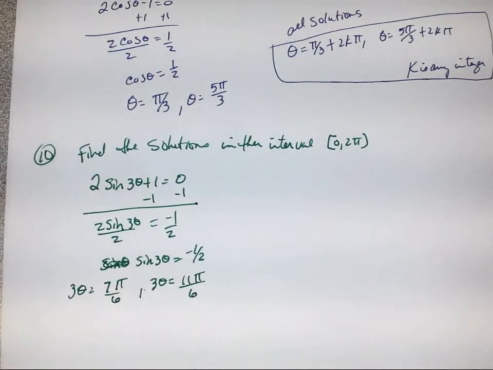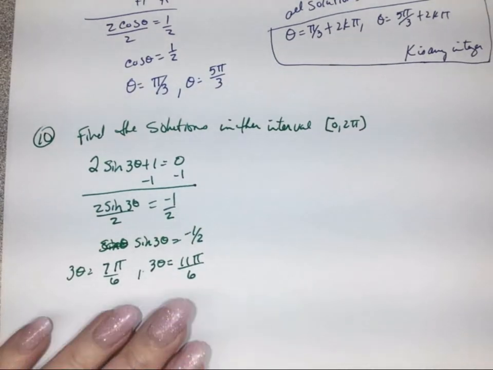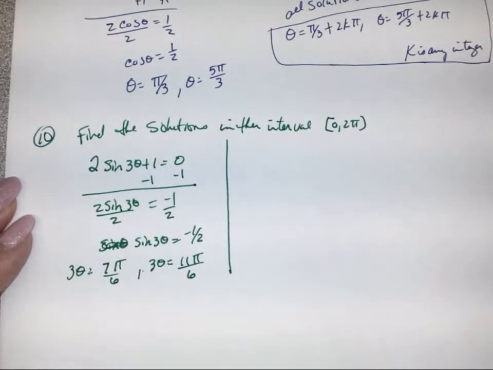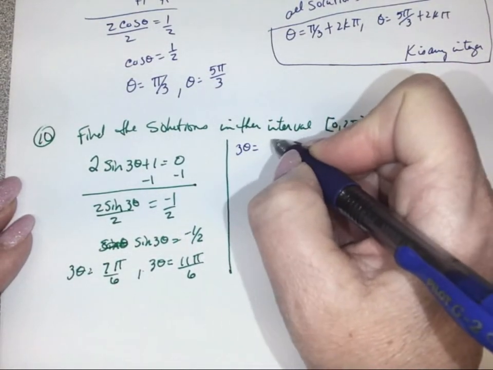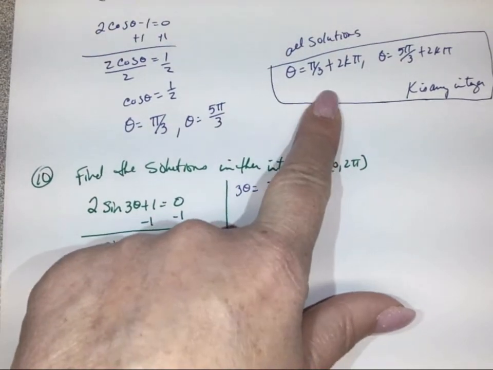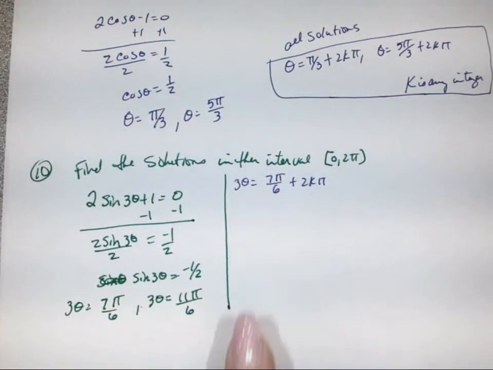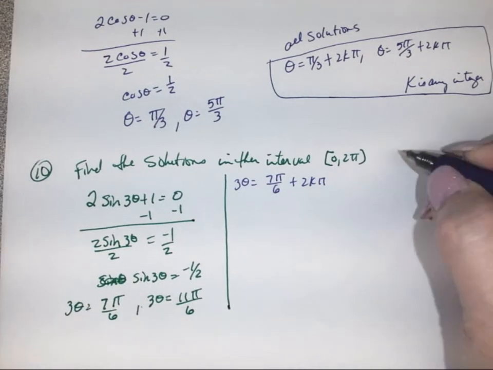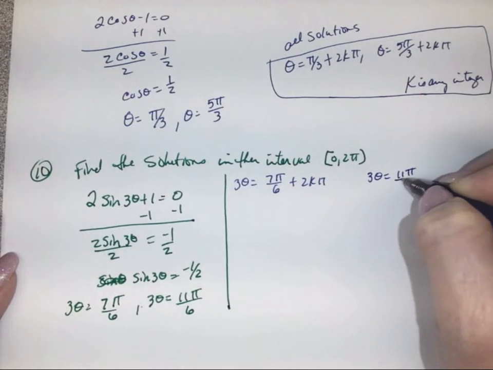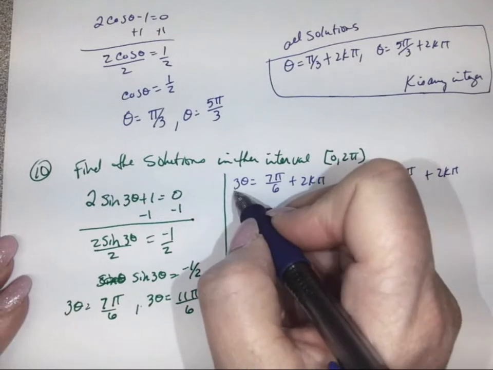So now we've got to solve each of these so that we can use them. So I'm going to take my 3 theta is equal to 7 pi over 6 plus 2k pi, just like we did in the previous problem where we added the 2k pi, except there we had it solved for theta. This is for 3 theta, so we've got to do a little bit more work. We also have 3 theta is equal to 11 pi over 6 plus 2k pi. So the first thing we're going to do is divide by 3.